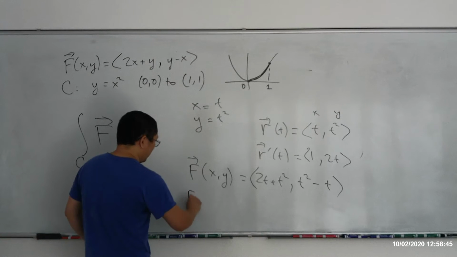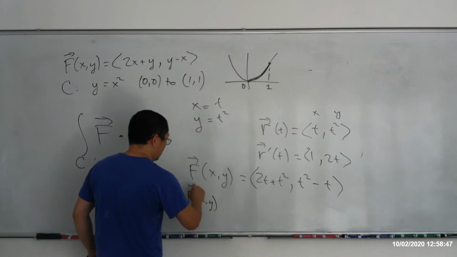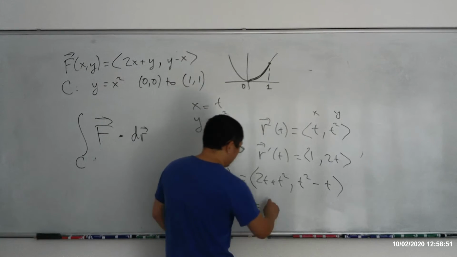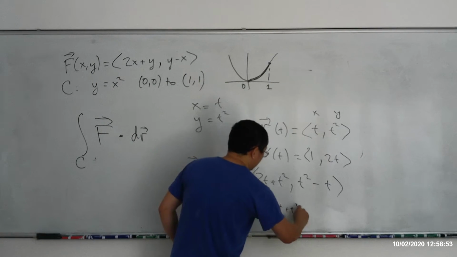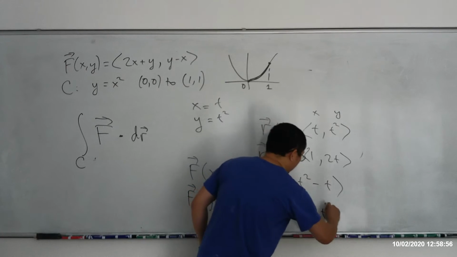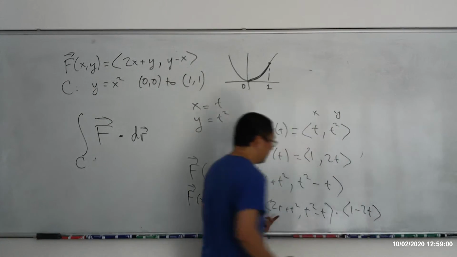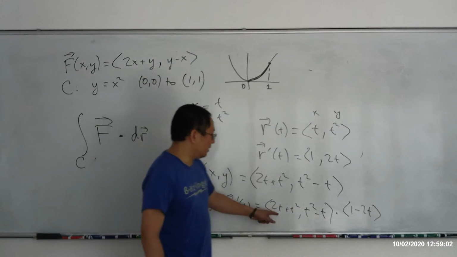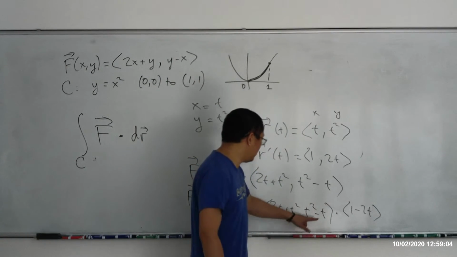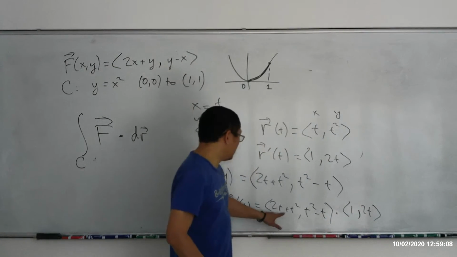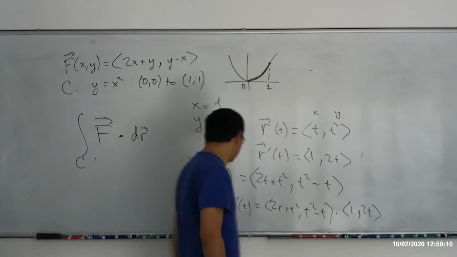Okay, so F(x,y) dot r'(t) is going to be (2t + t², t² − t) dot (1, 2t). And remember how we dot two vectors? First term times the first term, the second term times the second term, and add them up.